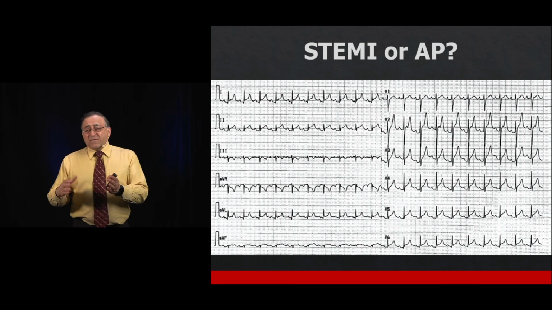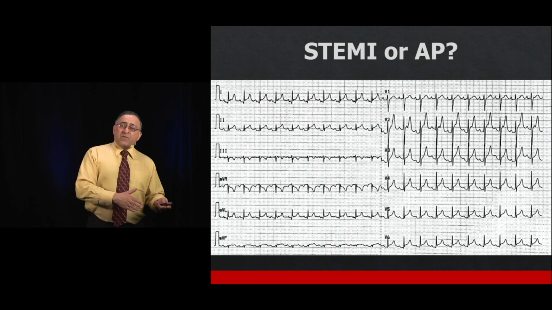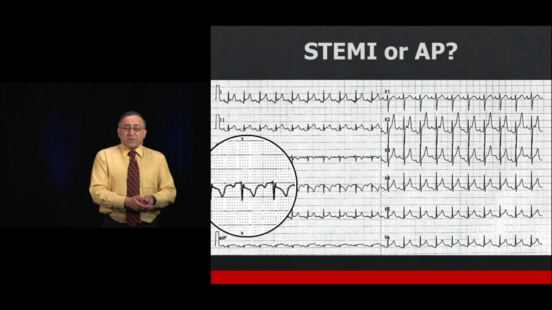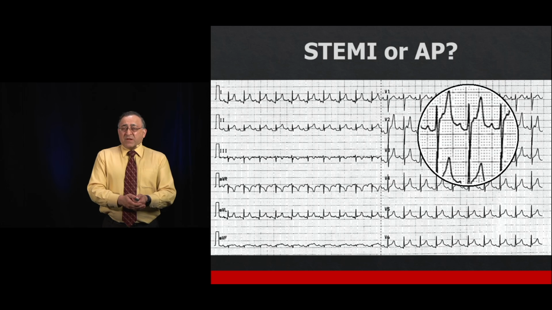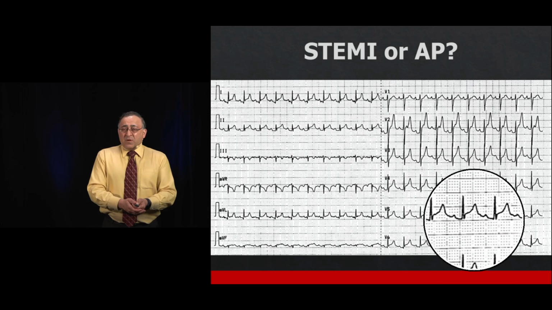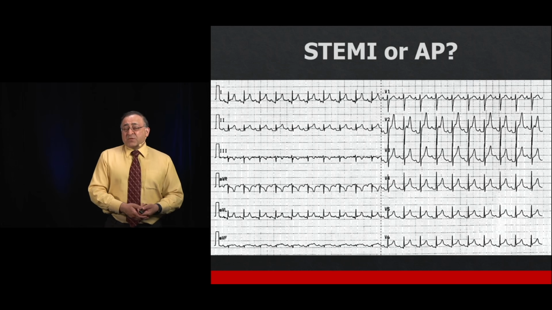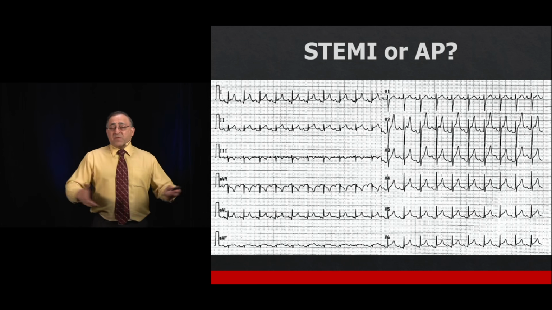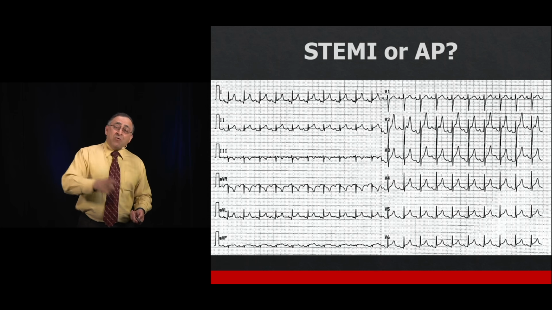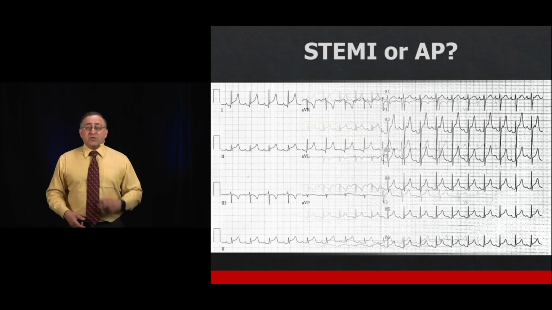And so we haven't ruled in STEMI, so then we're allowed to look for PR depression, and there's really, really nice PR depression in multiple precordial leads. Very nice PR segment downsloping there. So we were easily able to call this acute pericarditis. But now the patient arrives in the emergency department, what's the first thing you do? You get your own EKG, you repeat the EKG. Take a look at this.